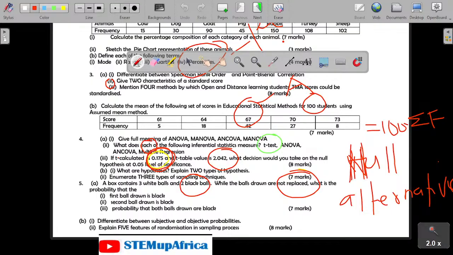While objective is based on facts. Objective is based on facts. So that's the difference between both of them. So the last one, you can check it out. I'll check the last one out.